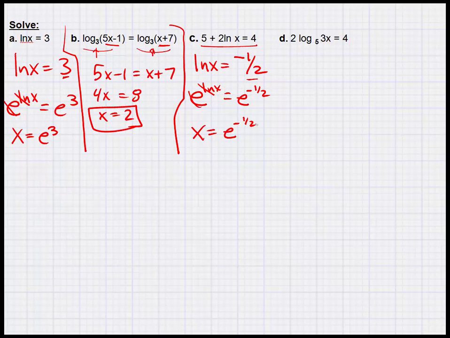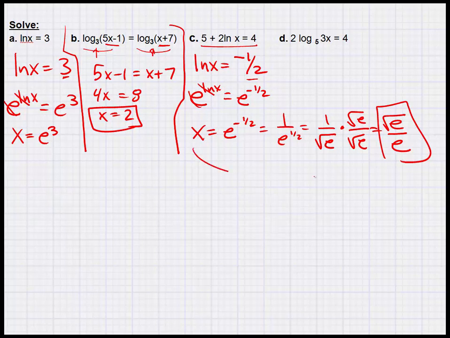Now here's something that you might see, so I'm just going to do it. This is the same thing as 1 over e to the 1/2. But remember, e to the 1/2 is the square root of e. And that's a root in a denominator. You should have learned in algebra you can't have roots in a denominator. So now I'm going to rationalize it. Square root of e over the square root of e. And I end up with the square root of e over e. And that's my solution for x.